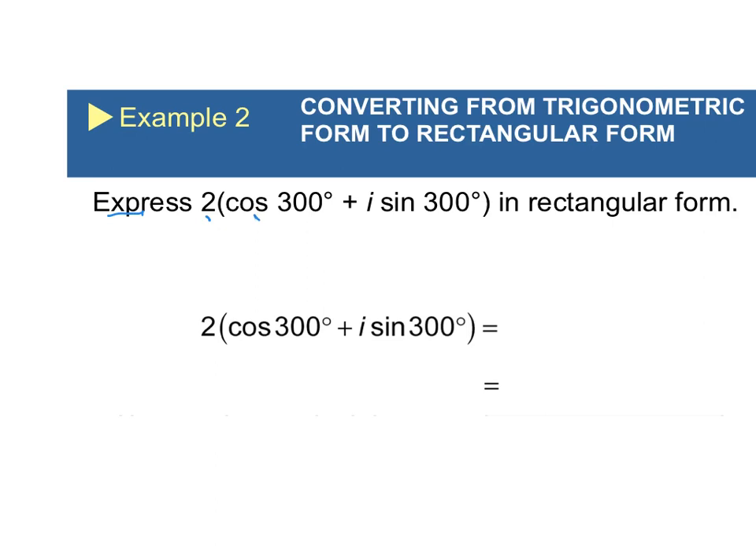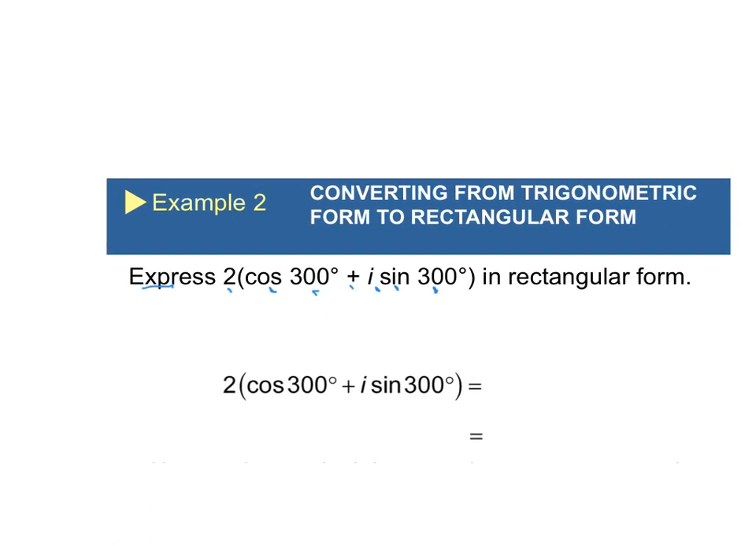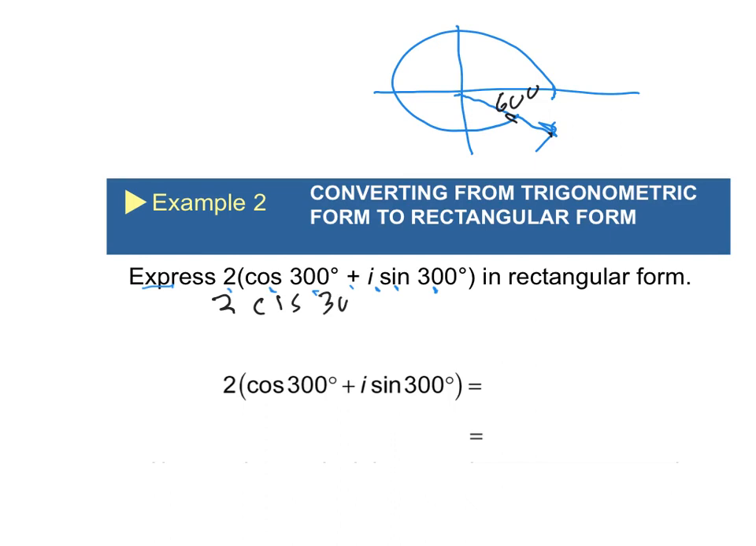Express 2 cosine of 300 degrees plus I sine of 300 degrees. So let's take a look first at what it looks like. 300 goes all the way around. Right? That's 300. Which means my reference angle must be 60. Now, this is stopping at a certain place. Just picture that right there for a minute. This stands for 2 cis of 300. That's its shortcut abbreviation. Regardless, he wants it in rectangular. Rectangular means X's and Y's.